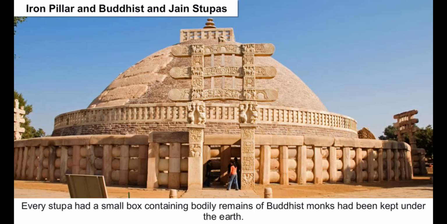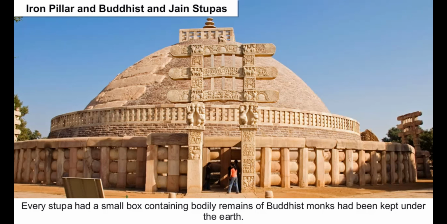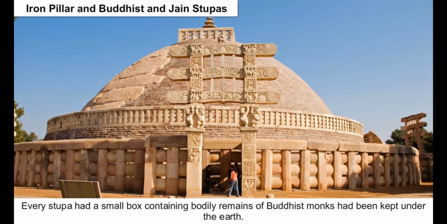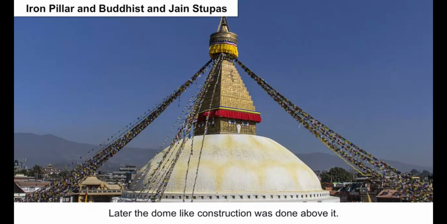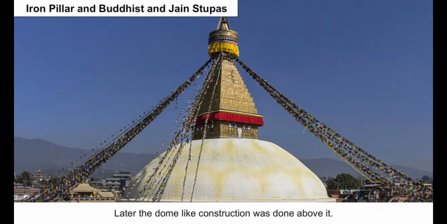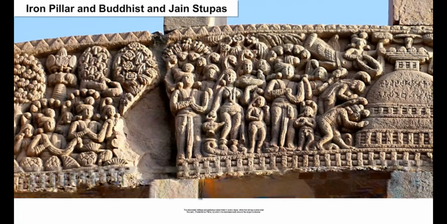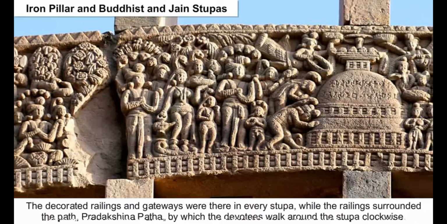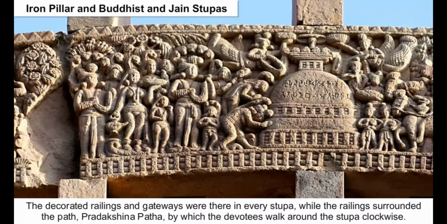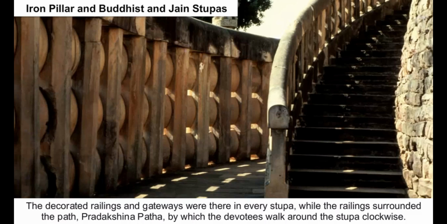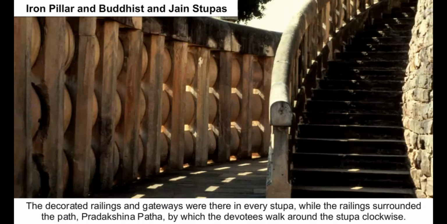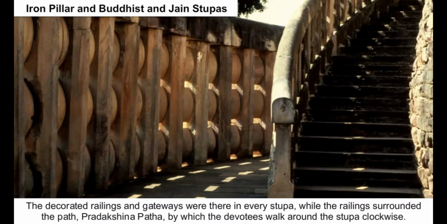Every stupa had a small box containing bodily remains of Buddhist monks, which had been kept under the earth. Later, a dome-like construction was done above it. Decorated railings and gateways were there in every stupa. The railings surrounded the path, Pradakshina Patha, by which the devotees walk around the stupa clockwise.